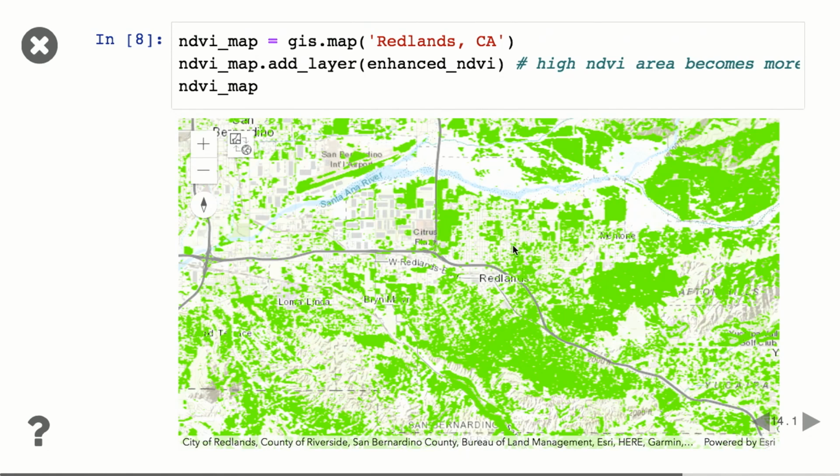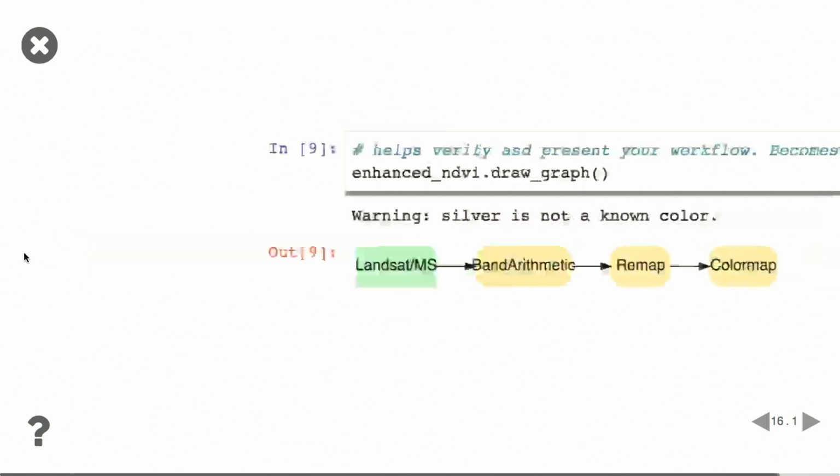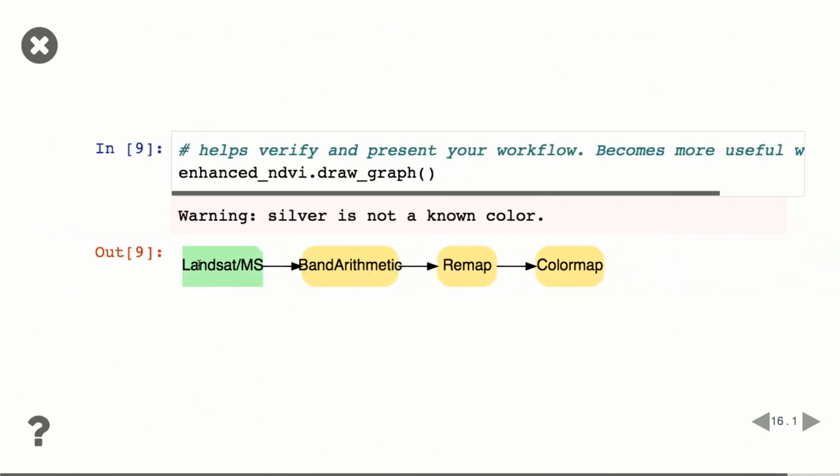Those high NDVI areas have become definitely more visible and obvious in this case. Also, when you are chaining multiple raster functions, you can use this draw graph method to visualize your workflow. For example, here I started with the original Landsat data and then computed NDVI and then did remap and color map. This helps you verify and present your workflow, and it becomes more powerful when you are doing a presentation like this.